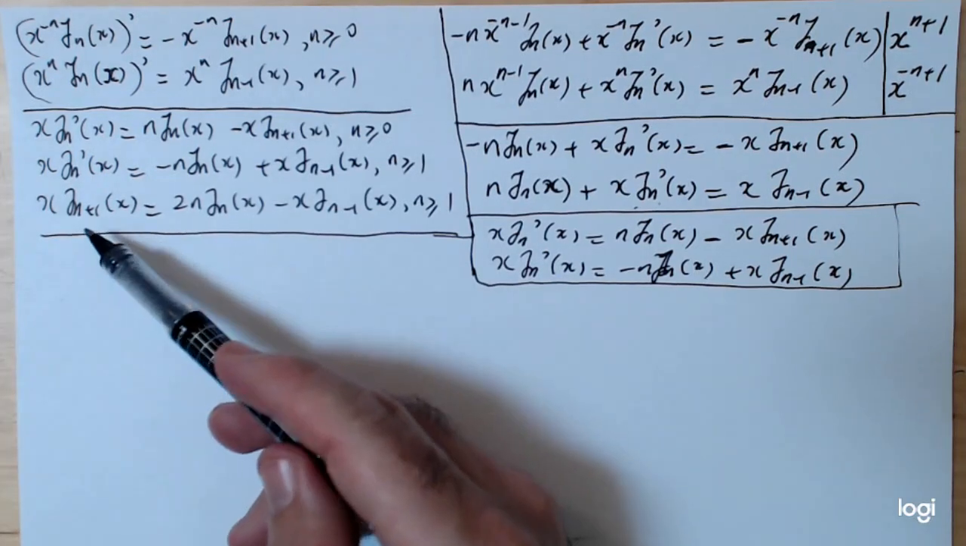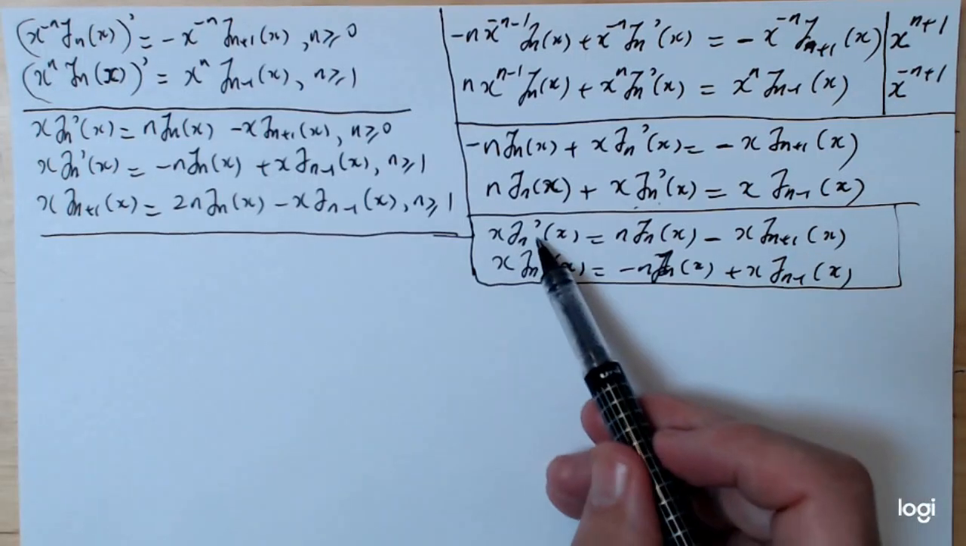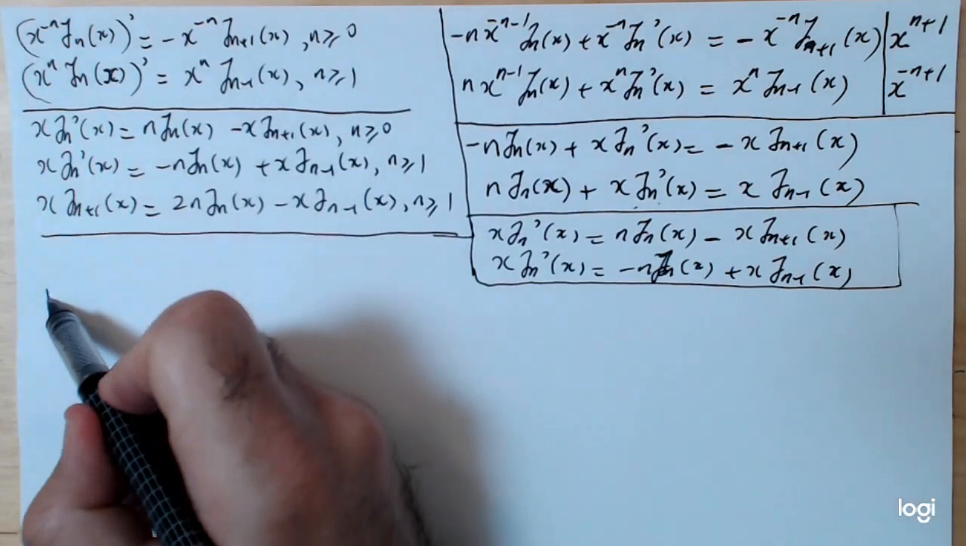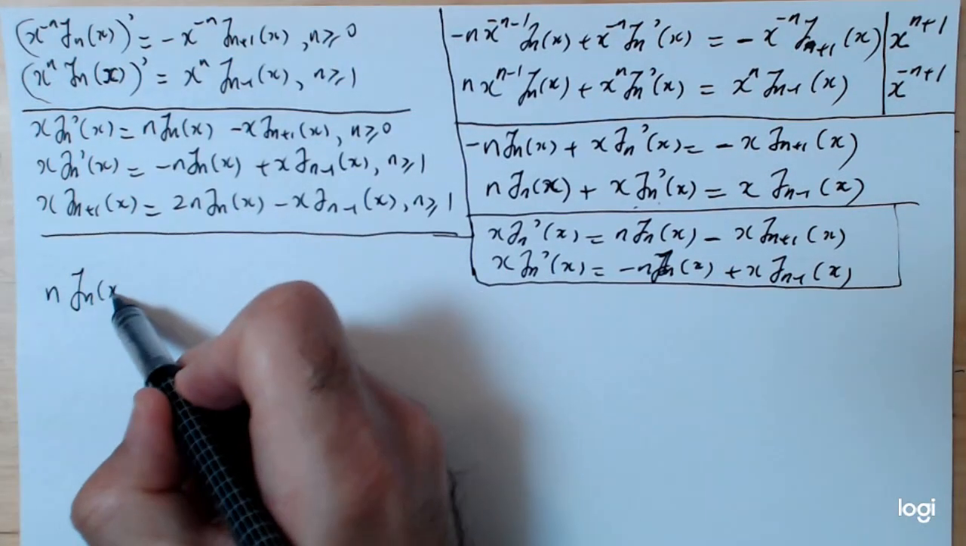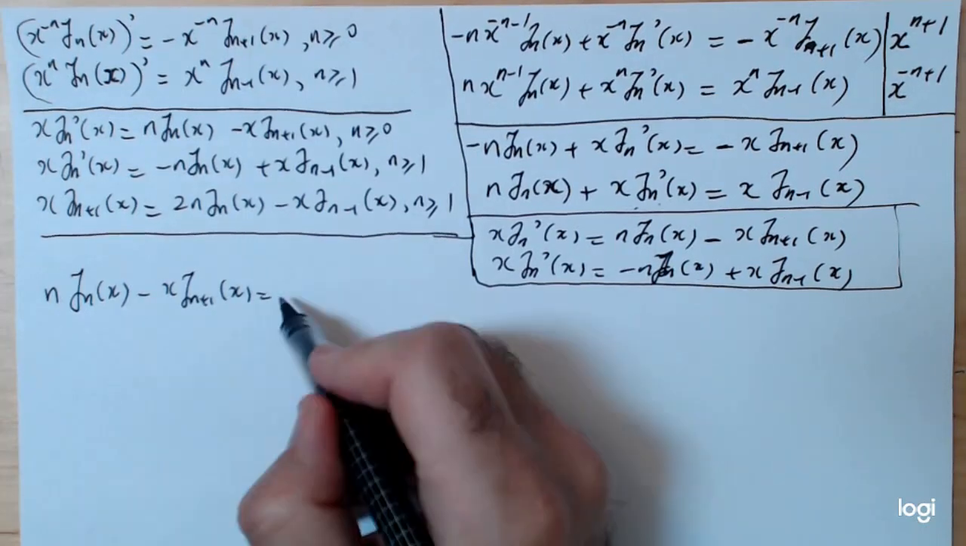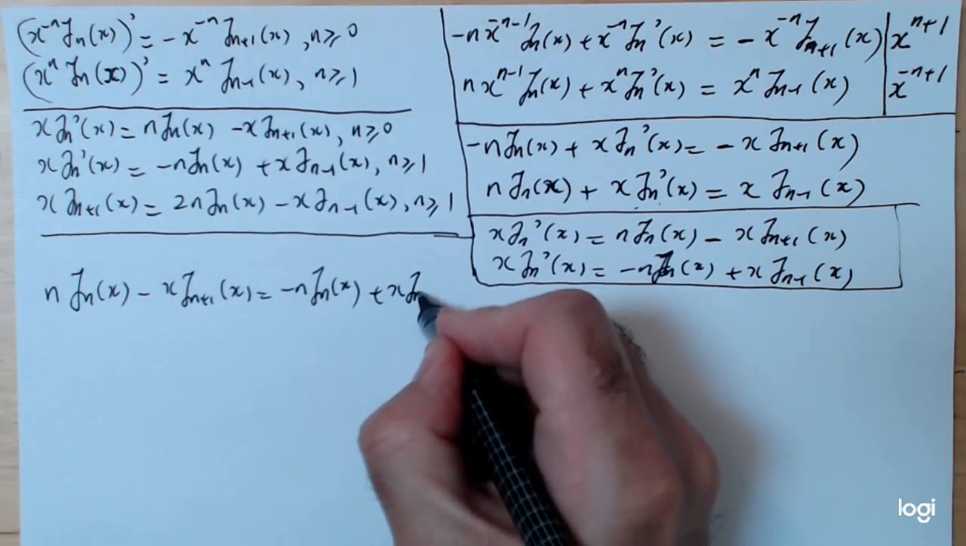And this last formula is simply setting this equal to each other, right? So these two are the same, x jn prime. So if you set them equal to each other, you get n jn of x minus x jn plus 1 of x equals minus n jn of x plus x jn minus 1.